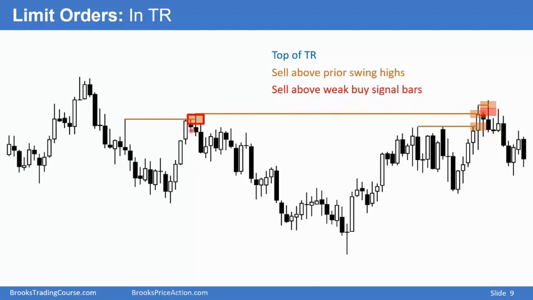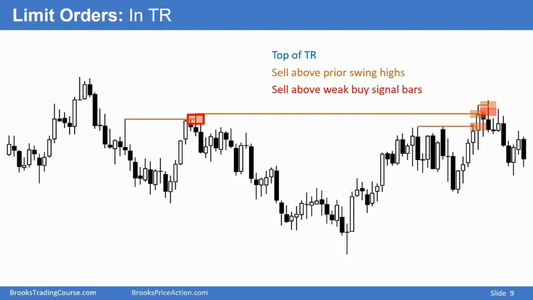We have a bull flag, 4 consecutive bull bars, but a bear bar at a prior high and around a 50% pullback. That's not a very good looking bull flag. Bears will place a limit order to sell at the high of this buy signal bar, a bear bar, and a possible double top. The same is true here.